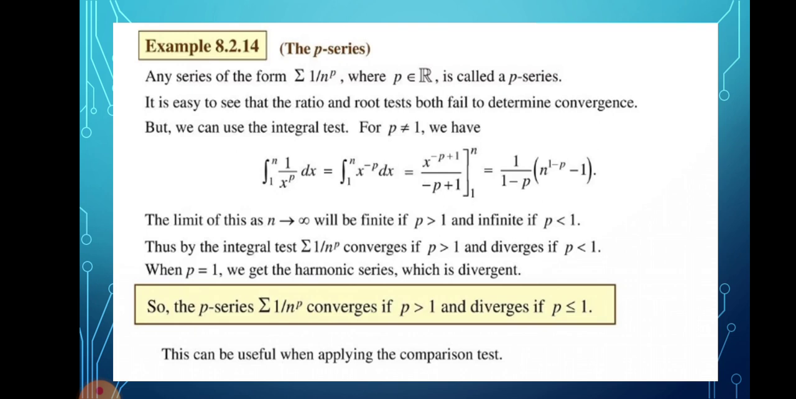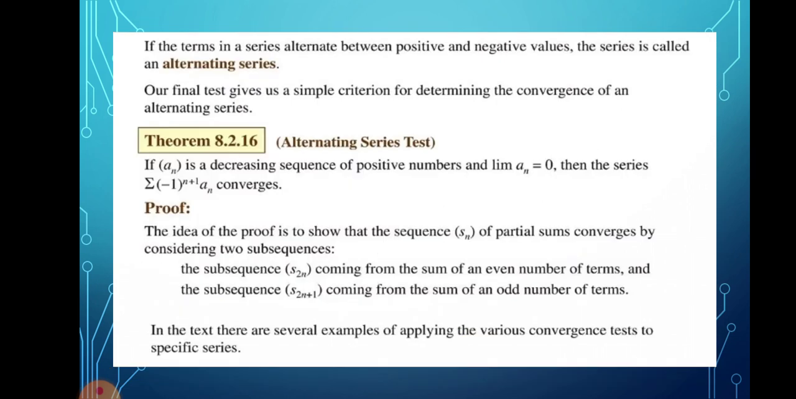Thus, by the integral test, the summation of 1 over n to the power of p converges if p is greater than 1 and diverges if p is less than 1. When p is equal to 1, we get the harmonic series, which is divergent. So the p-series, the summation of 1 over n to the power of p, converges if p is greater than 1 and diverges if p is less than or equal to 1. This can be useful when applying the comparison test.